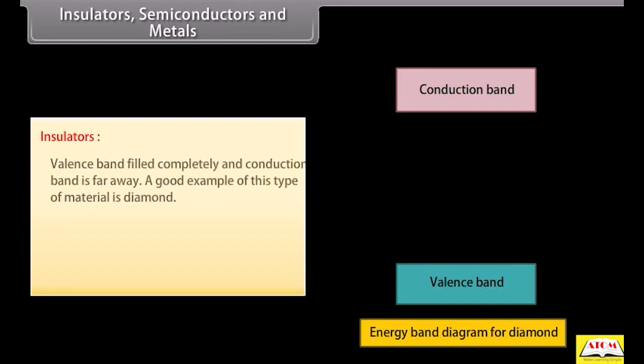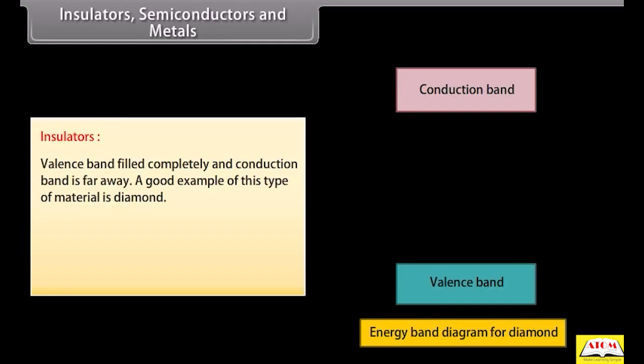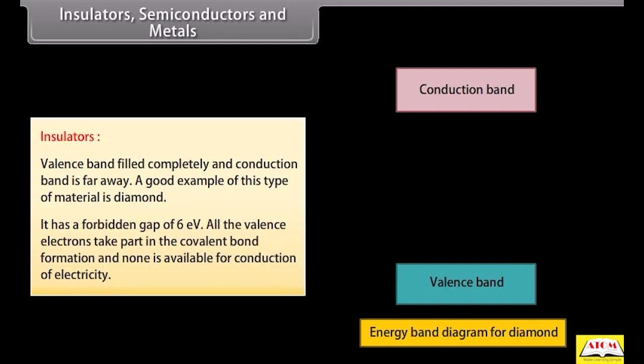Insulators, semiconductors and metals. On the basis of the band theory of solids, solids are classified as insulators, semiconductors and metals. Insulators. Valence band filled completely and conduction band is far away. A good example of this type of material is diamond. It has a forbidden gap of 6 electron volts. All the valence electrons take part in covalent bond formation and none is available for conduction of electricity.